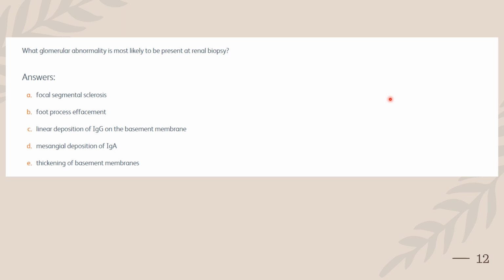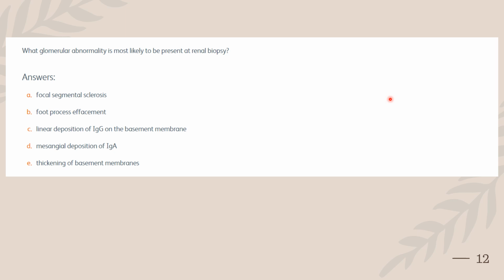Answers are focal segmental glomerulosclerosis, foot process effacement, linear deposition of IgG, mesangial deposition of IgA, thickening of basement membrane. So this is classical of IgA nephropathy where there is mesangial deposition of IgA. So more likely an HSP-like presentation where there is rash or purpura. You have hematuria, proteinuria. FSGS, not like this. Foot process effacement, there are only electron microscopic changes of the foot process. There are not many changes.